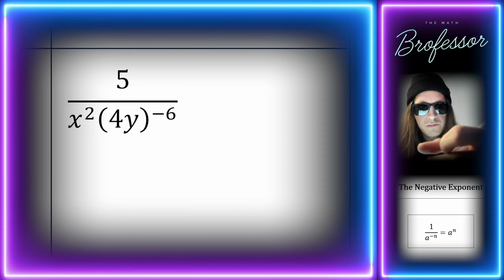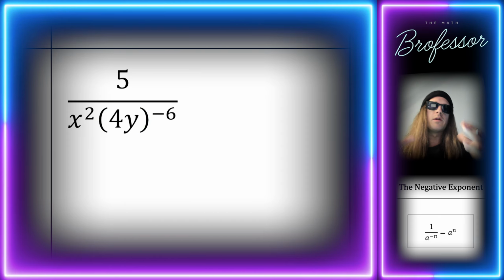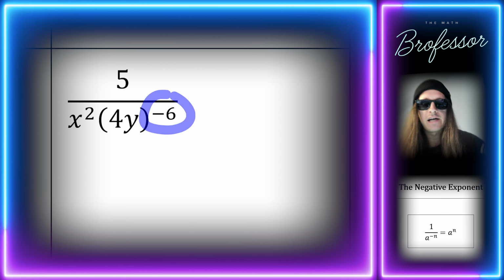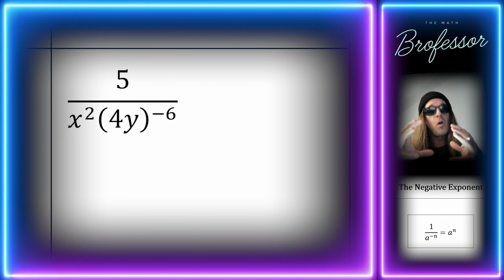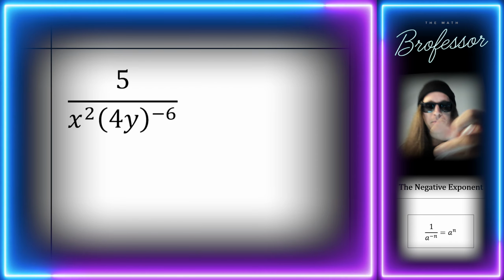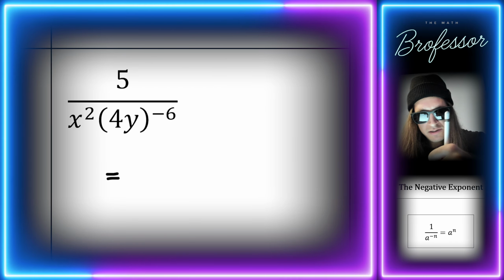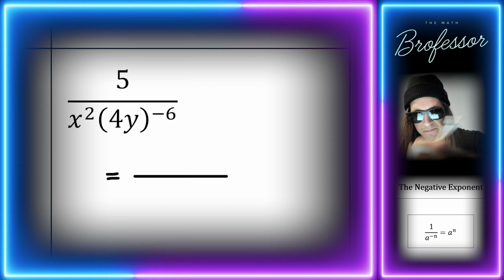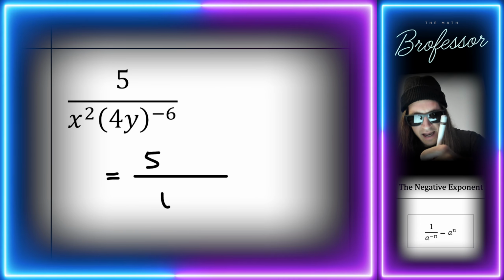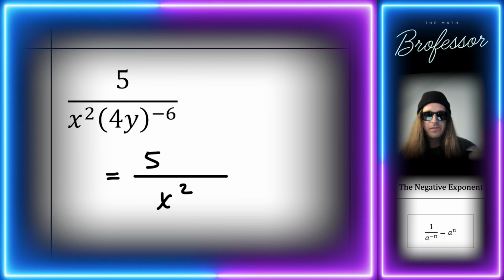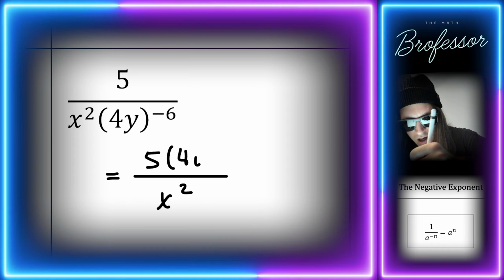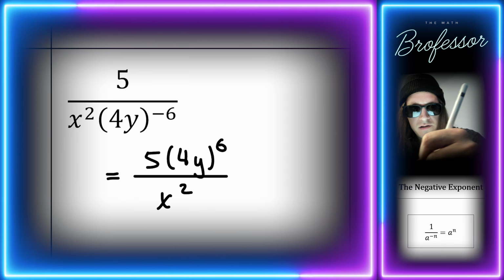This one's really messing with you. All right, so here the 4 and the y are grouped. They are a package deal in parentheses, and that group, that package, has a negative exponent. So that package, the 4y, together needs to reciprocate. Don't move anything else. The 5 stays, and the x squared stays where it's at. The 4y comes to the top, and it becomes a +6.